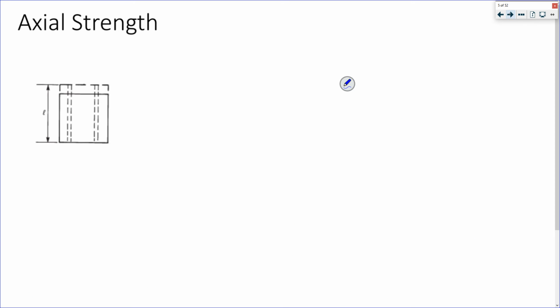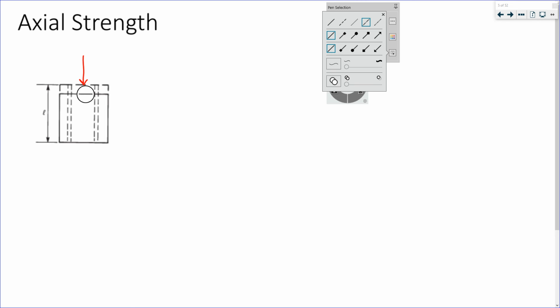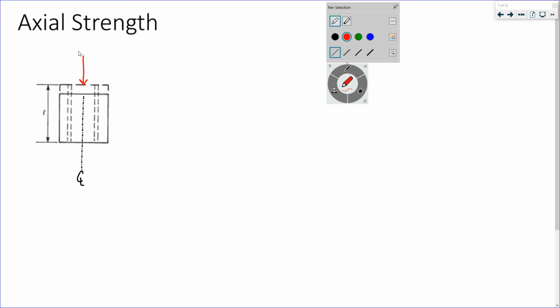So let's look at our axial strength. Pure axial, right? That means we have an axial load that goes right through the center. Check it out, straight edge. Right, we go right through the center line for our axial load.